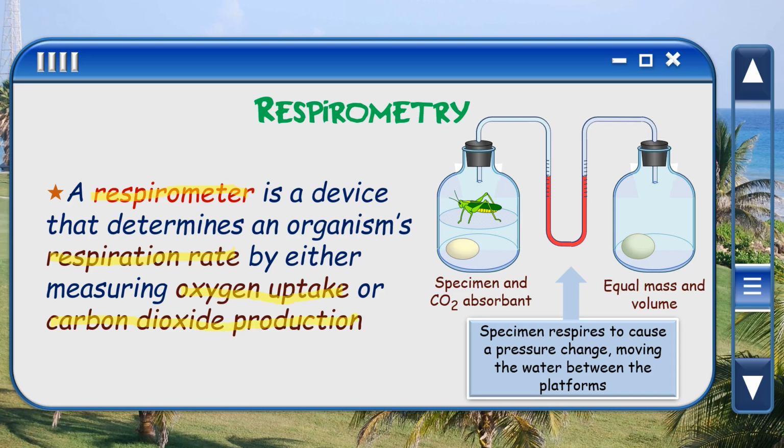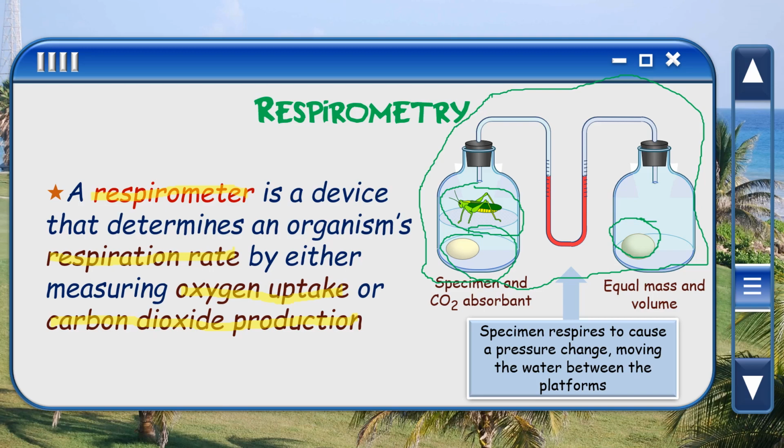So what we have here is our respirometry. All of this is our respirometry, the apparatus that we are going to use. Here we have our specimen, for which we want to measure the amount of oxygen it is taking in and the carbon dioxide it is producing. Here we have the specimen and the carbon dioxide absorber. And here we have a source of air. Also there is an equal volume of air.